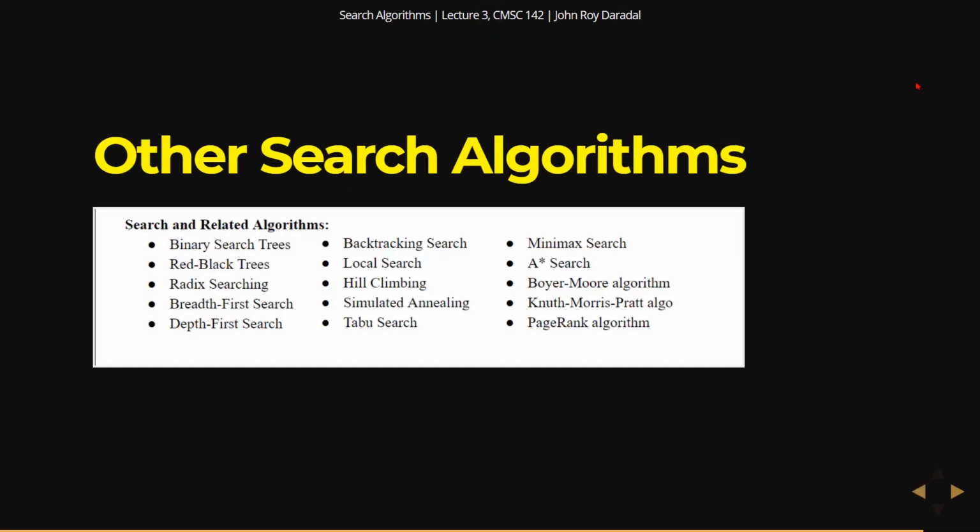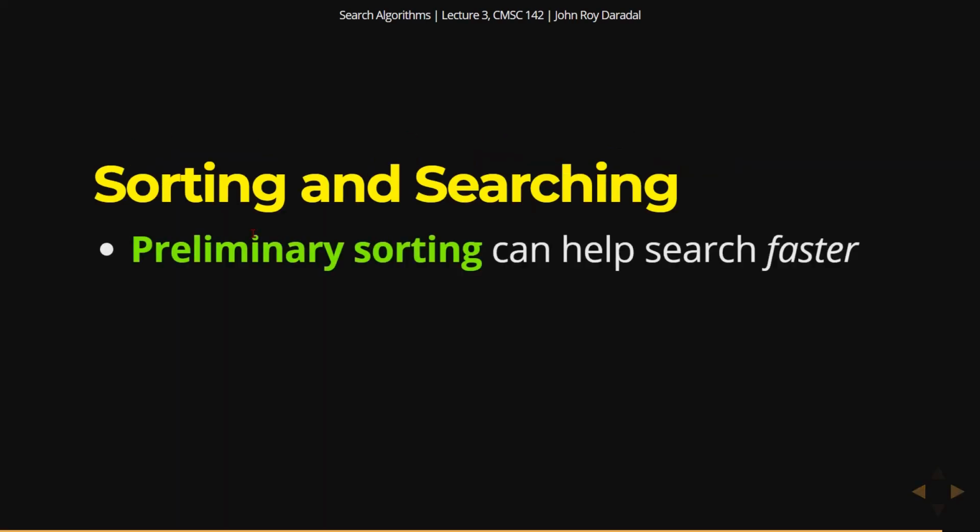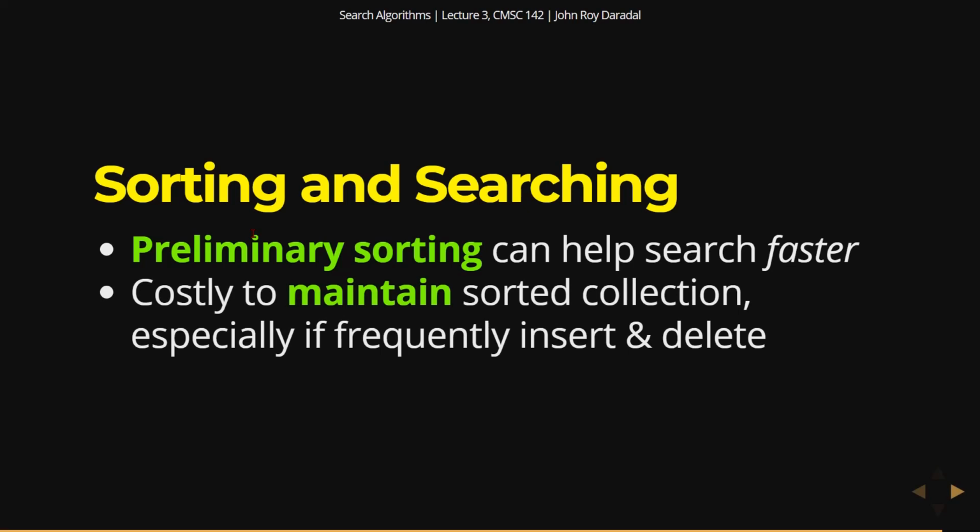We'll stop here. Of course, these are not the only search algorithms out there. There are a lot of other related algorithms for search. But the important thing is that sorting and searching are somewhat related to each other, because preliminary sorting can help search faster. However, the downside is that it's costly to maintain a sorted collection of items, especially if there's frequent insertion and deletion. So you'll have to balance that trade-off.